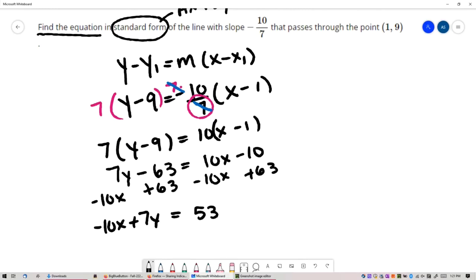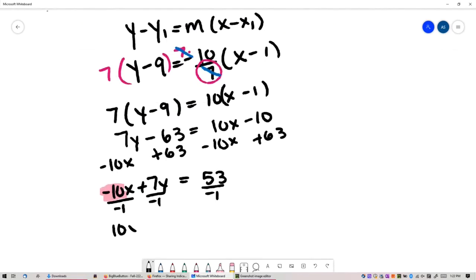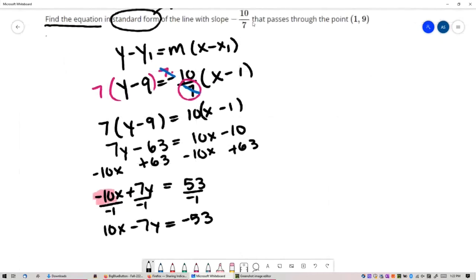And one last thing here, with standard form, we typically don't like our leading term to be negative, so we're going to get rid of that negative by dividing every term by negative 1. That would give 10x minus 7y equals negative 53. So we have our standard form of the equation with slope negative 10 over 7 passing through the point (1, 9).